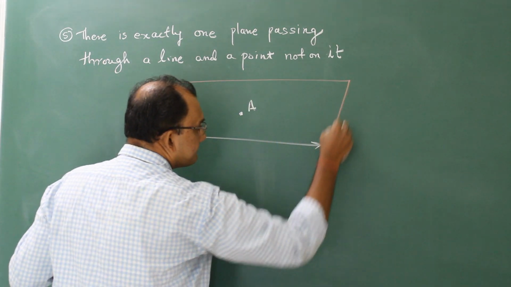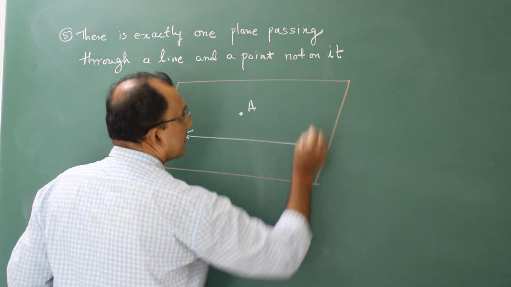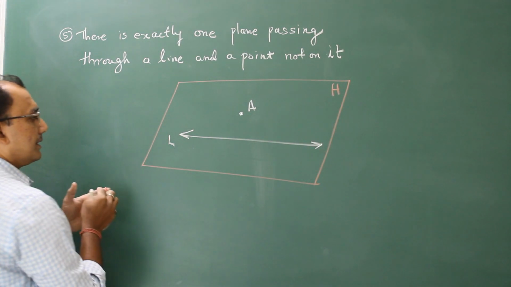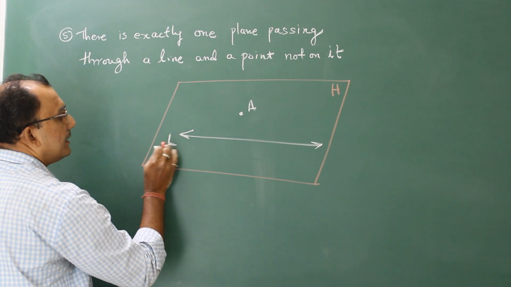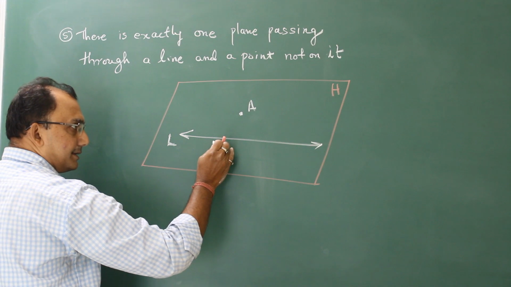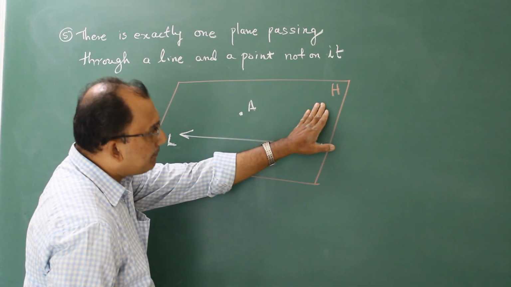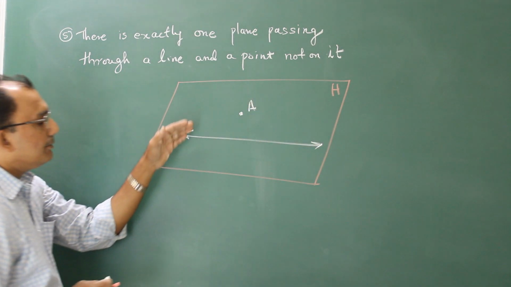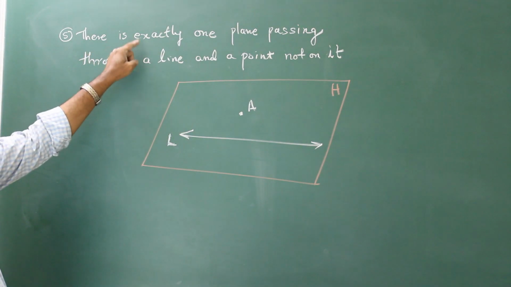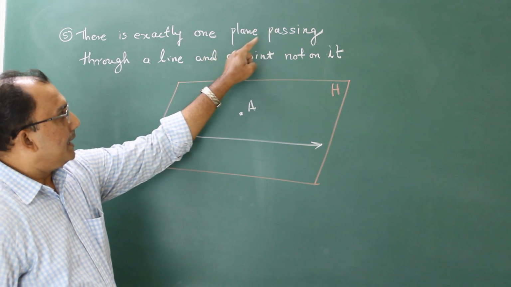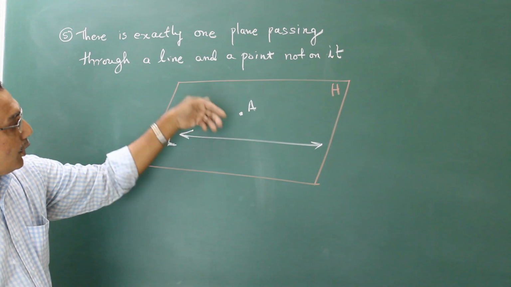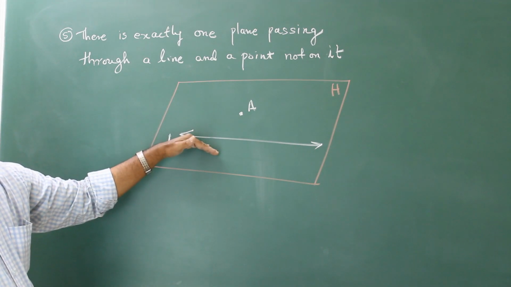There's a plane H which contains line L, and point A which does not lie on the line. So we will have only one plane which will contain both of them. That's what the axiom tells: there exists exactly one plane passing through a line and a point not on the line.